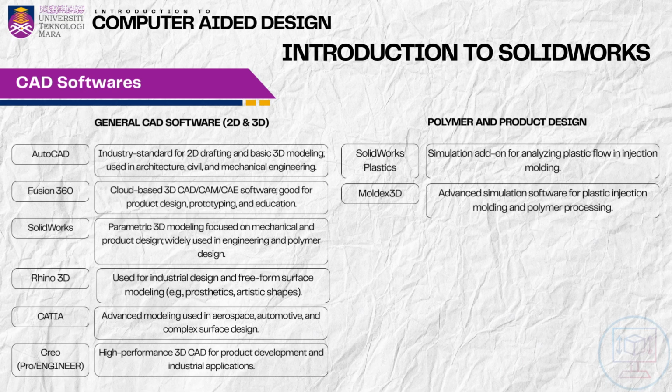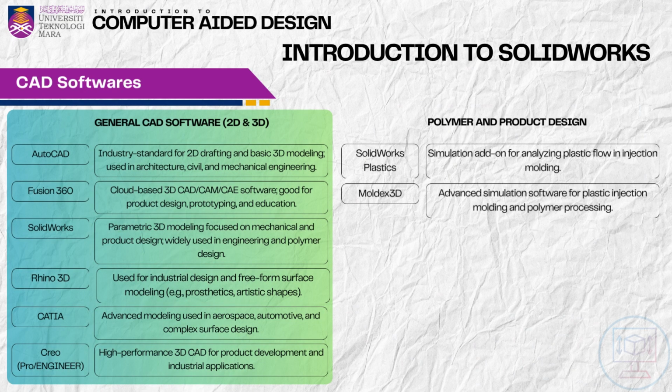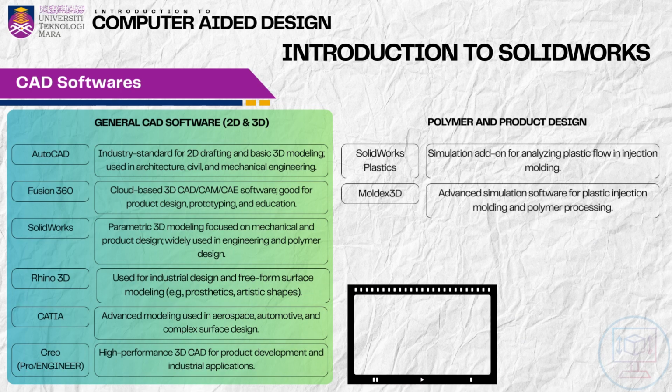Let's begin with general-purpose CAD software, which is commonly used across multiple fields, including architecture, mechanical engineering, and industrial design. AutoCAD is one of the most recognized names in this category. It has long been considered the industry standard, particularly for 2D drafting.